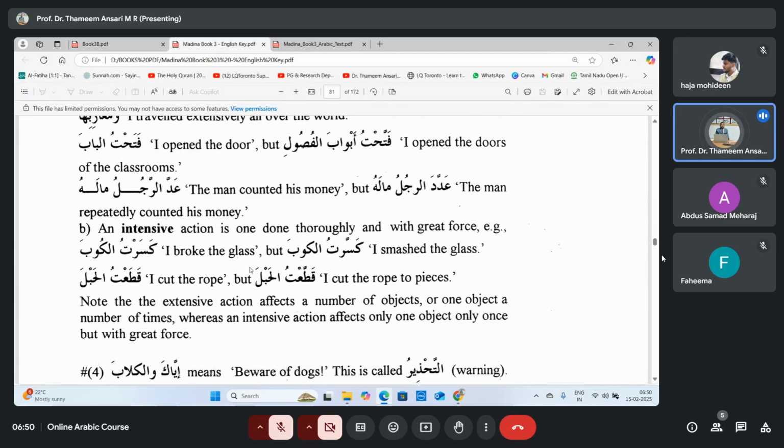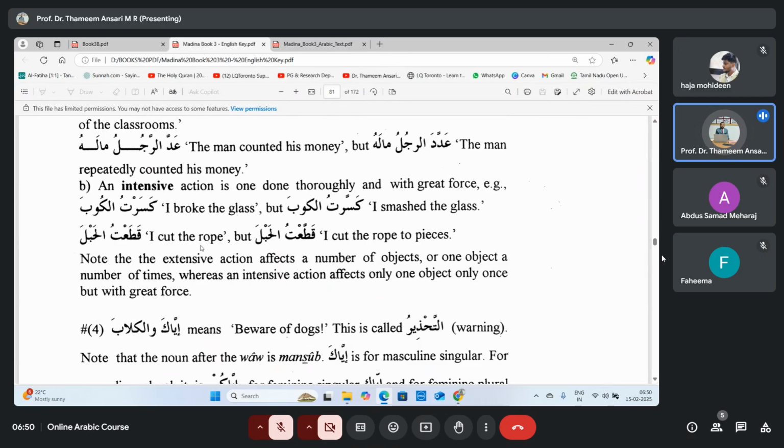B. An intensive action is one done thoroughly and with great force. Example, Kasartu al-Kuba, I broke the glass, but Kassartu al-Kuba, I smashed the glass. Kata'atu al-Habla, I cut the rope, but Qatta'tu al-Habla, I cut the rope to pieces.